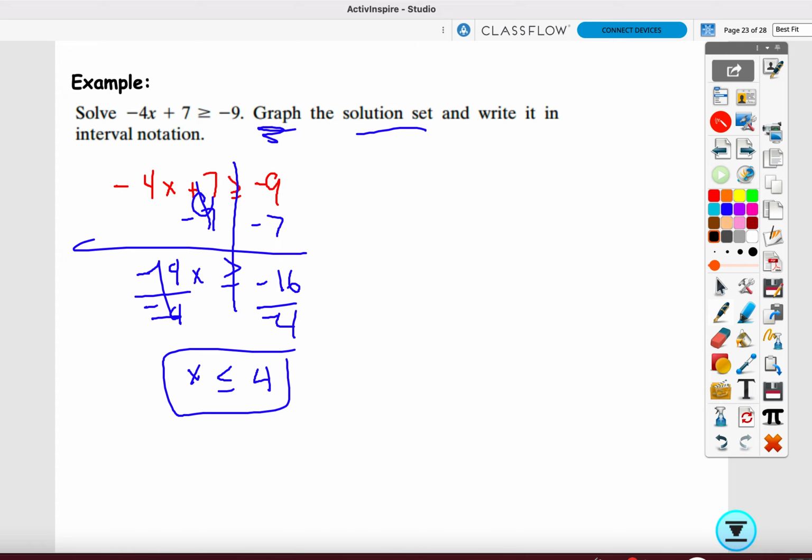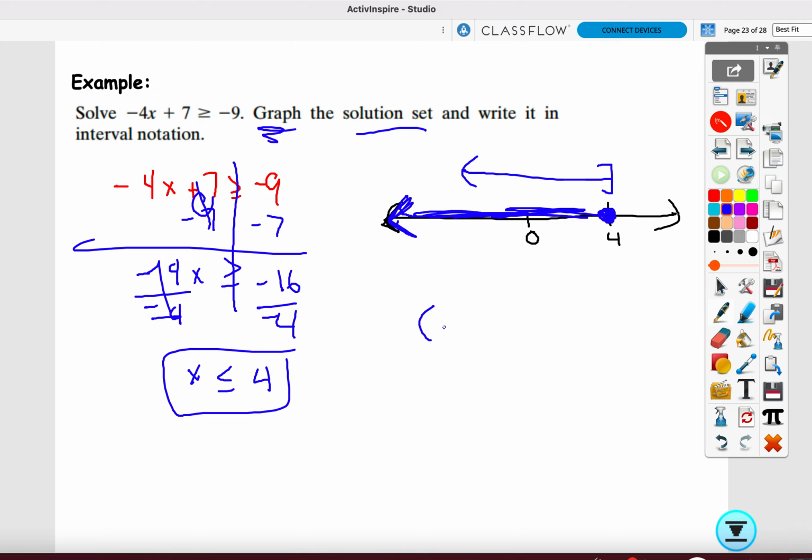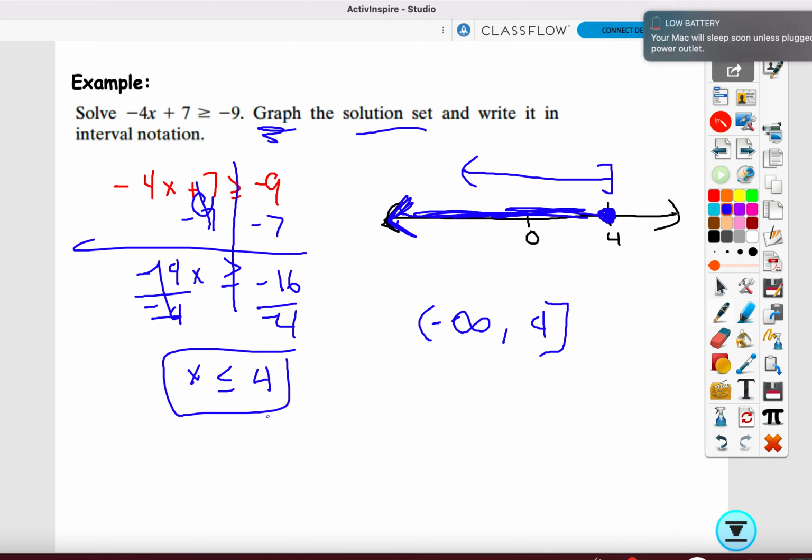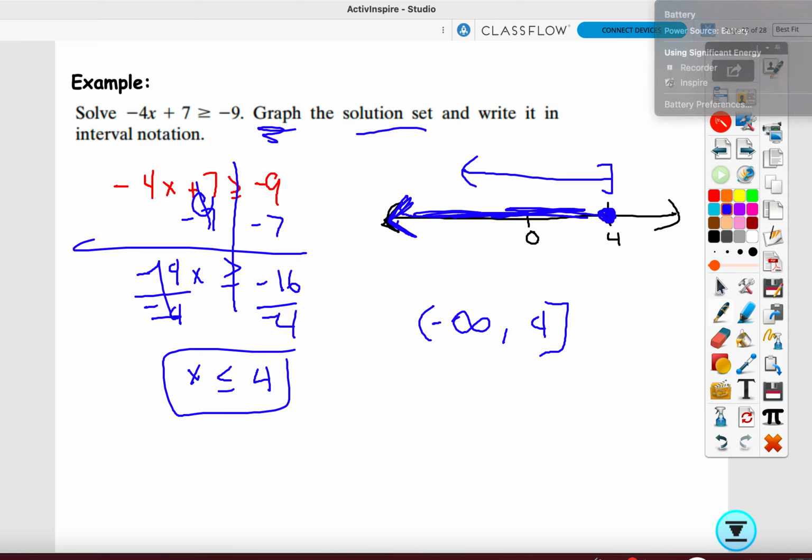So get your number line. 0 in the middle, 4 is over here to the right. It's going to be less than or equal to 4, so we're going to include 4. Draw a closed circle, and then draw your arrow because it's not going to stop. So it's going to be a bracket to the left: negative infinity to positive 4 bracket. And we are done. I want you guys to see how we solve for x like an equation, and then use the inequality symbol to get it where it's at.